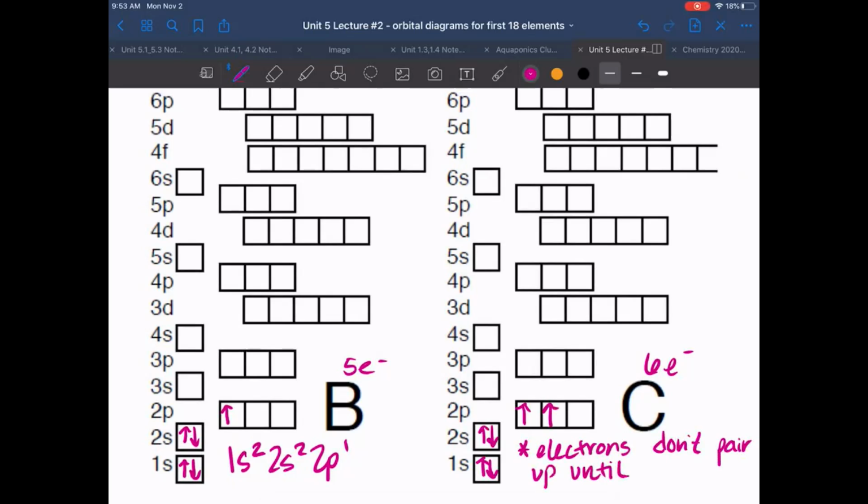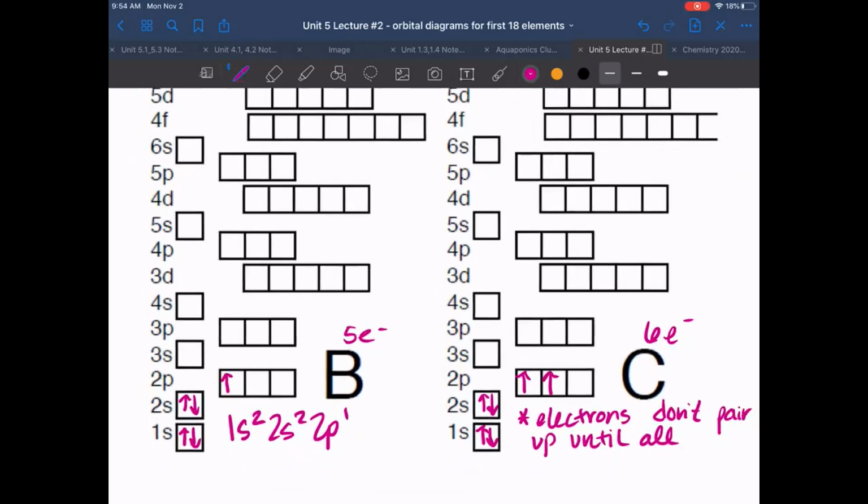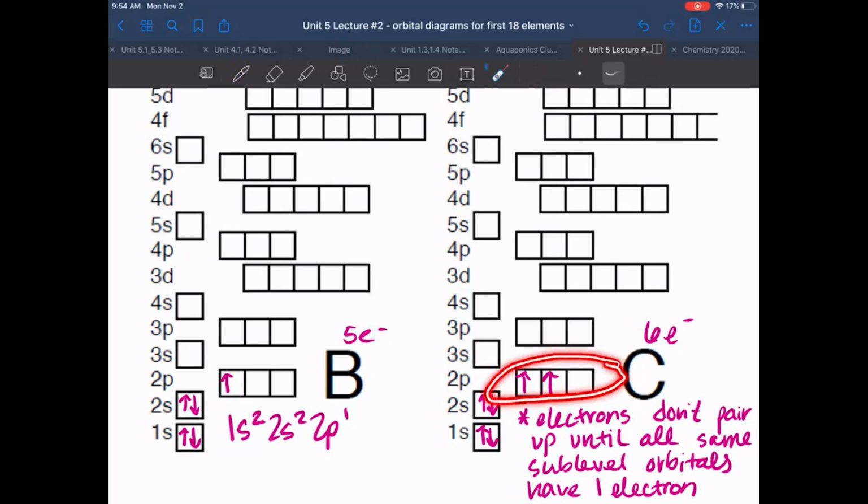until all the same sublevel orbitals have one electron. What I'm saying is until all three of these orbitals have at least one electron in them, they're not going to start pairing up and making down arrows.